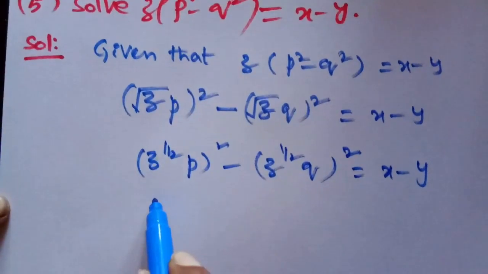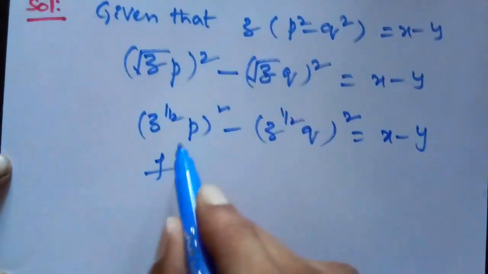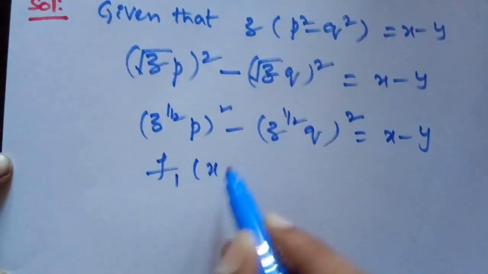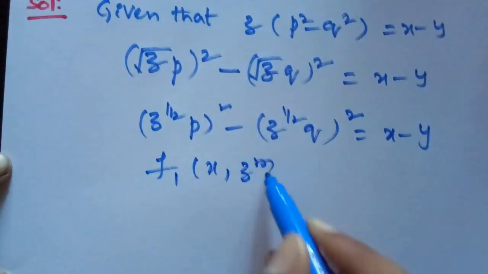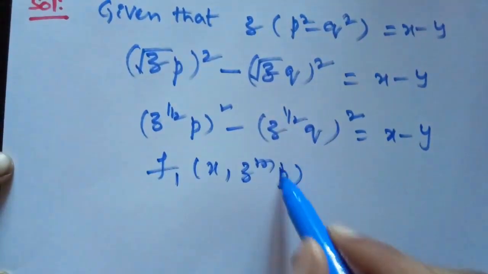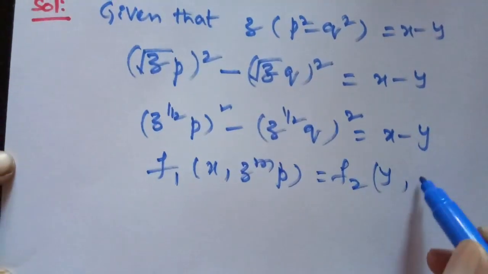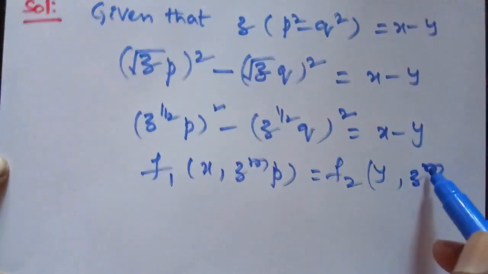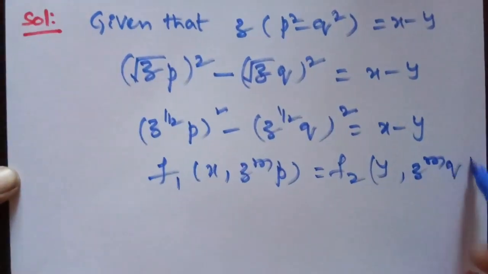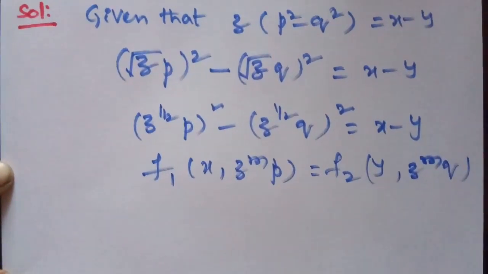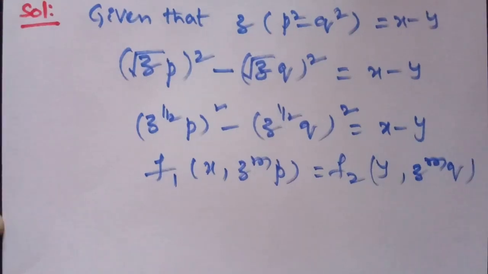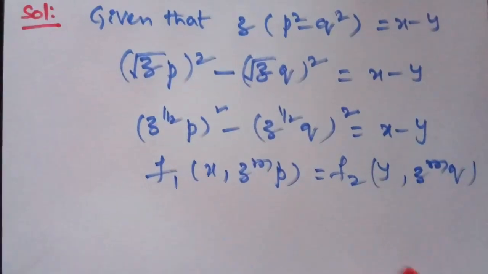Therefore this is of the form f1 of x comma z power m into p is equal to f2 of y comma z power m into q. Therefore this is type 6.